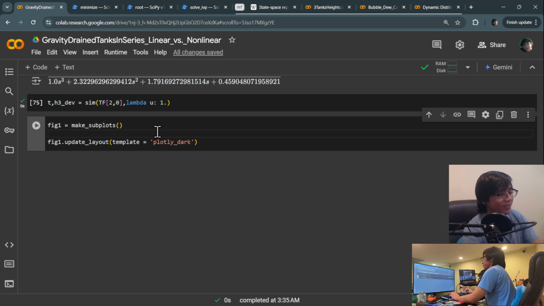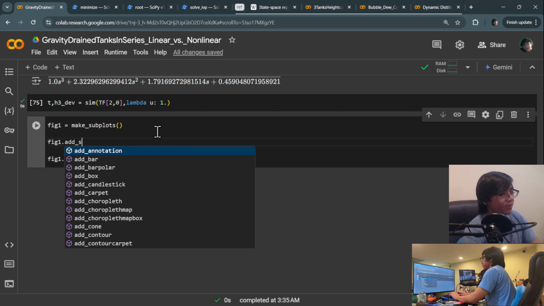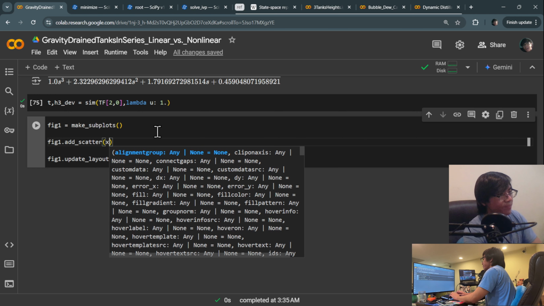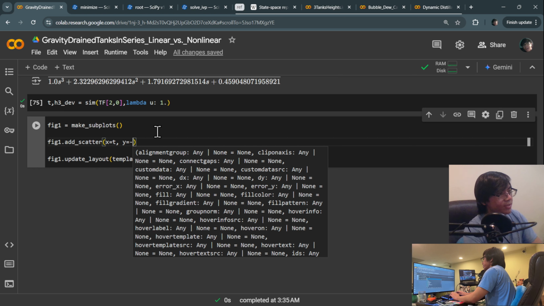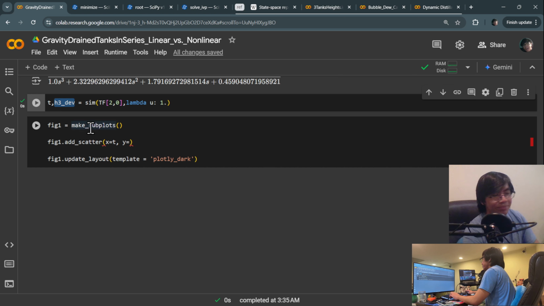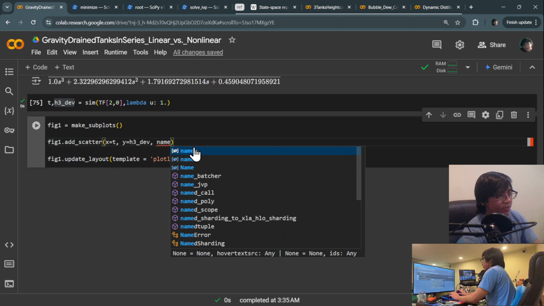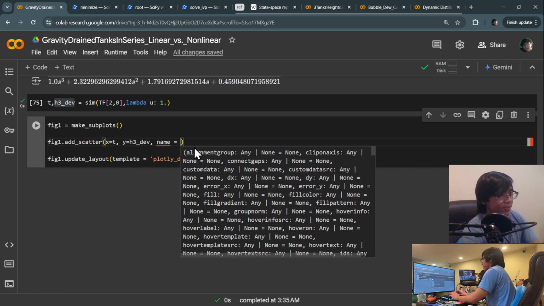So let me add scatter my points. We already have our X, which is time, and our Y, which is the height of the third tank, how it deviates, so how it changes with time. And remember, this is a deviation variable. I won't add it now, but I'll add it when it makes sense.